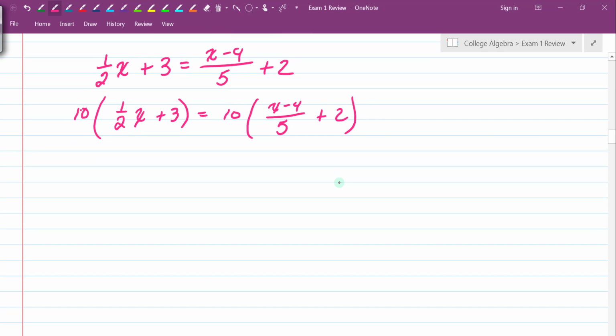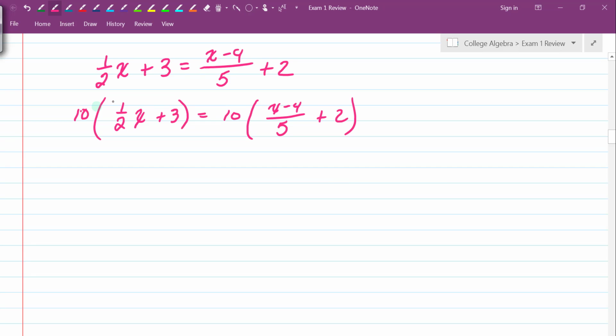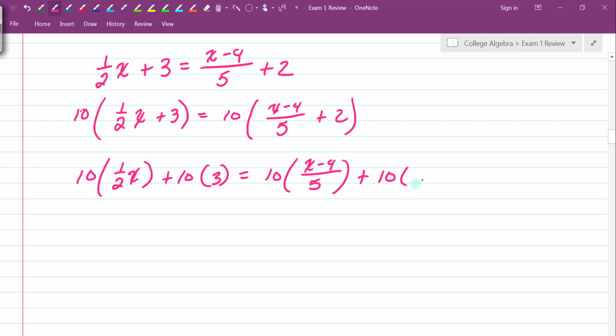We'll scroll just a little bit more. And now I'm going to actually distribute the 10. I'm not going to simplify on this next step. You're welcome to. You don't have to put in all the steps that I'm putting in. I'm simply making a video with all the steps so the 1 or 2 students or the 3 or 4 that need them have them, okay? So that's going to be 10 times 1/2 x plus 10 times 3. We just distributed the 10 to both terms. And that's going to be equal to 10 multiplied by x minus 4 divided by 5 plus 10 multiplied by 2. And that was just simply the distribution property.